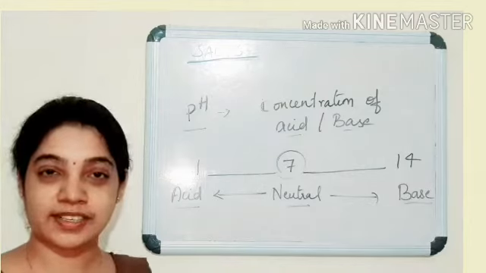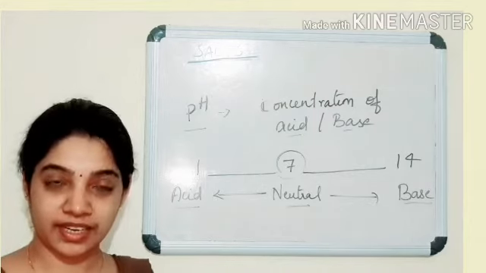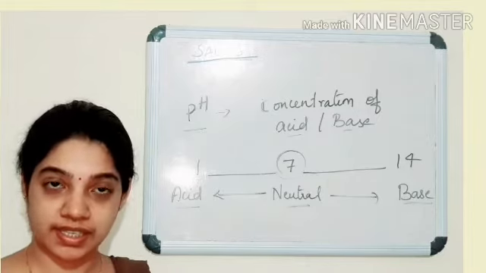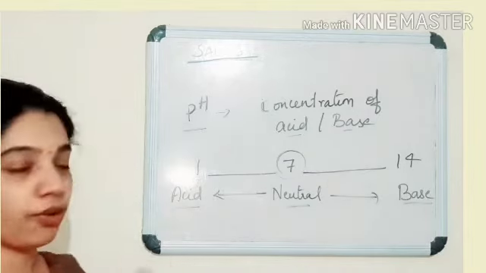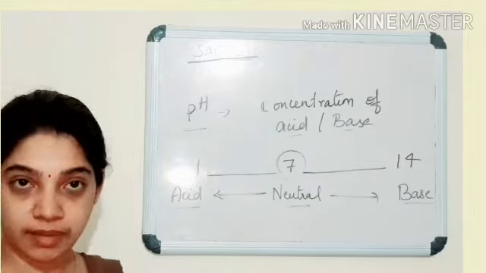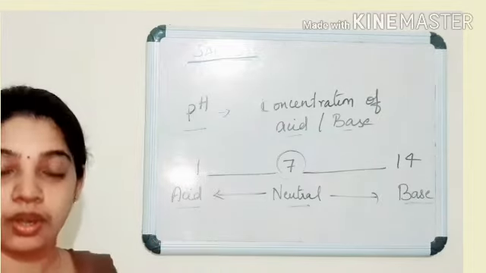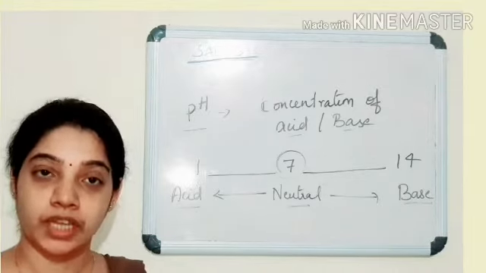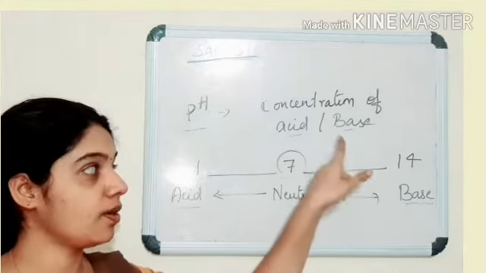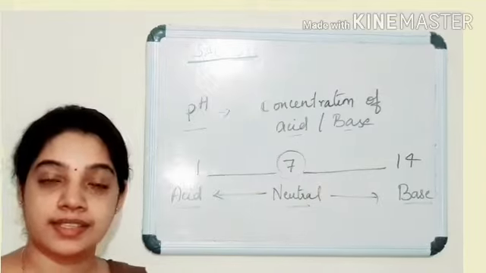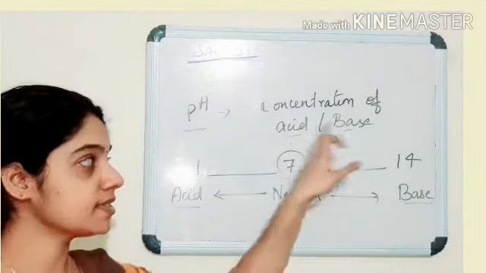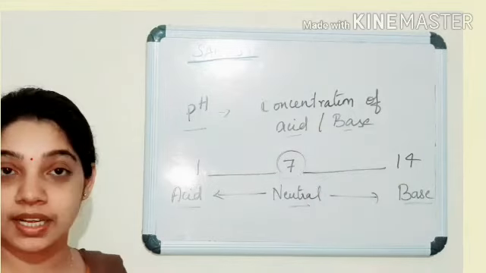Hello students, so we can just go through whatever we have studied in the last class. In the last class we were discussing the pH of the solution. What is pH and for what purpose are we using the pH? We are using the pH to find out the concentration of an acid or a base. If you want to find out the concentration of an acid or a base, we can use the pH.